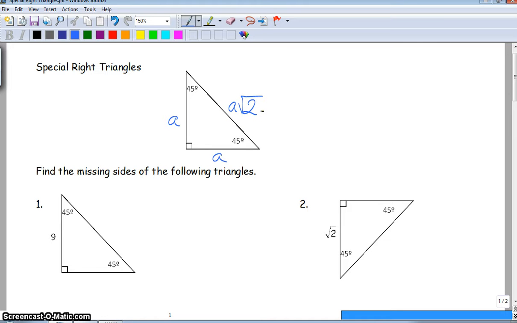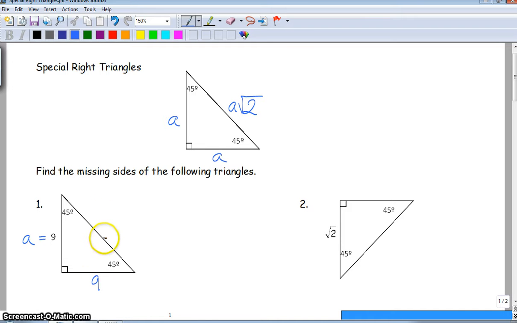So if I look at my first problem, I'm given the side across from 45 degrees, which is the same as saying the side A. So I know A equals 9. I don't need to solve, I don't need to get A by itself, so from here we just go through and plug in numbers. So again, I know the side across from 45 degrees is A, but now I know A equals 9. So the length of this side is 9.